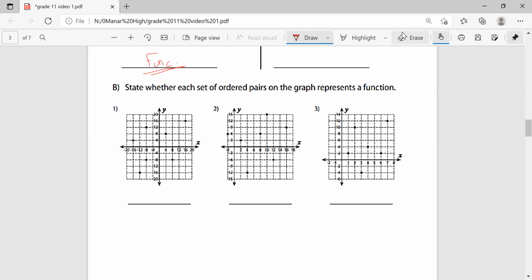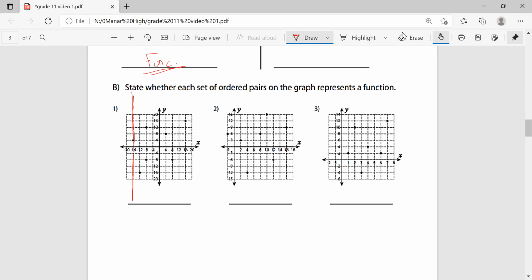Okay, here the given is a graph. So what should I do? I should notice each value of x has only one value of y. So I'm going to see this line. I'm going to draw a vertical line on each value of x.